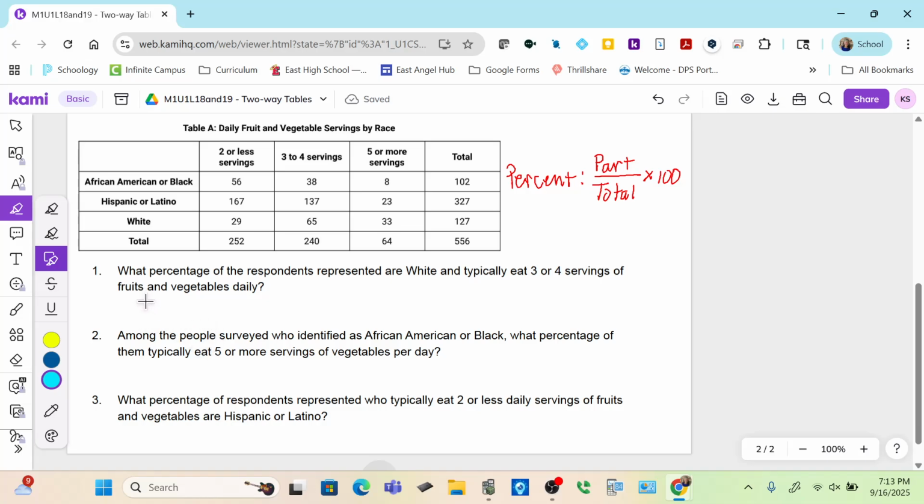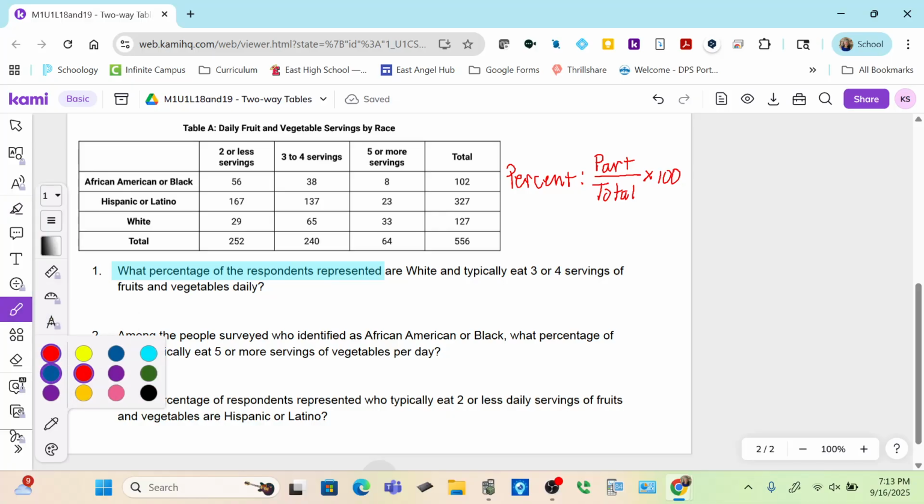My first question: what percentage of the respondents represented are white and typically eat 3 or 4 servings of fruits and vegetables daily? Well, that first phrase, what percentage of the respondents represented, is going to tell me where I need to look for my total. So I need to look at my table. How many respondents were part of this survey? I need to look for the overall total. In this case, that's 556. So that'll be the denominator of my fraction.